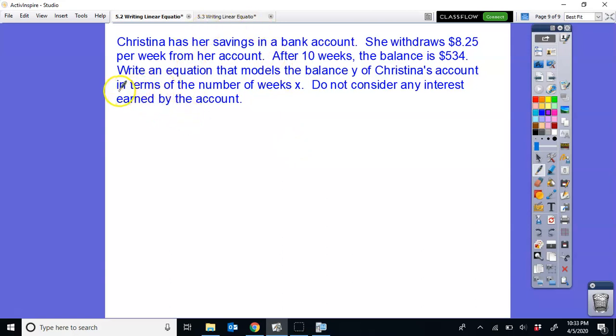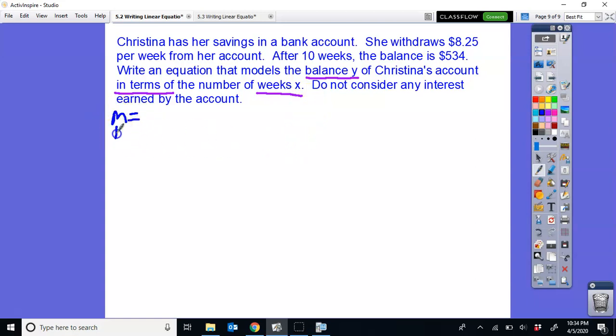First of all, I do want to point out this little phrase right here, "in terms of." That's important because notice that the balance of her account, y, and the weeks, x, come before and after that little phrase. The reason I point that out is because a lot of times that'll help you figure out what your y is and what your x is in the problem. If you see this little phrase, "in terms of," even if it didn't have the letter y or the letter x, "balance in terms of the number of weeks" typically is going to mean that balance is y and weeks is x. So that's just a helpful little hint.